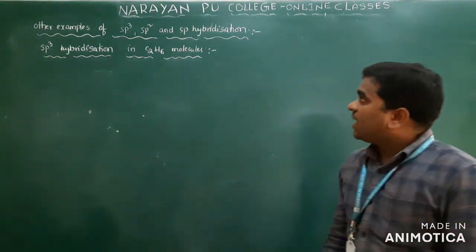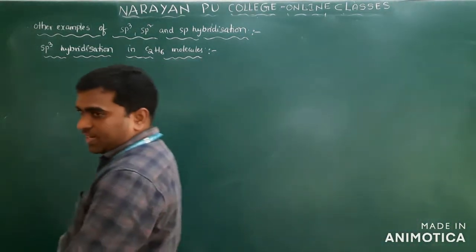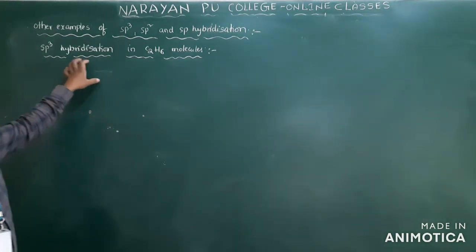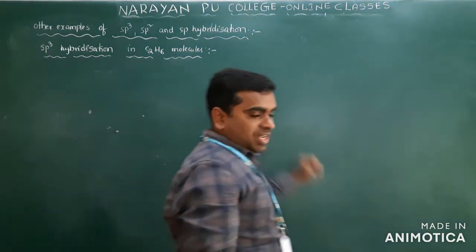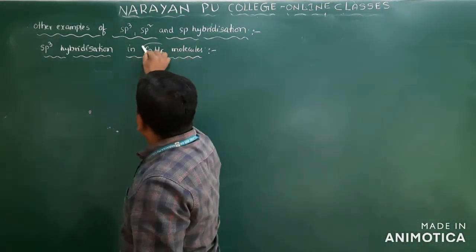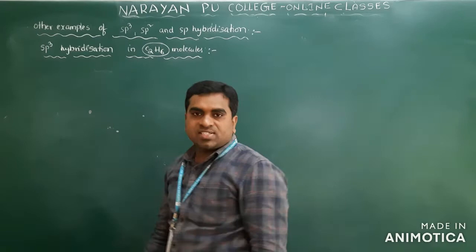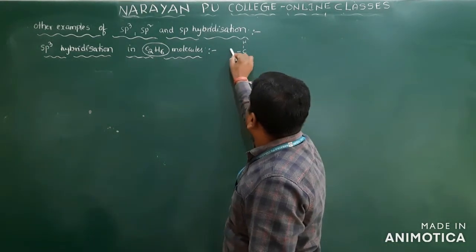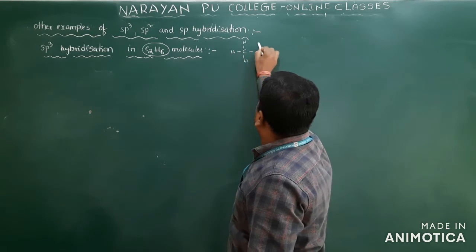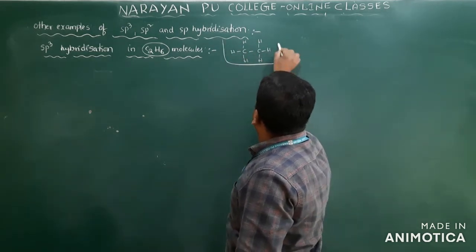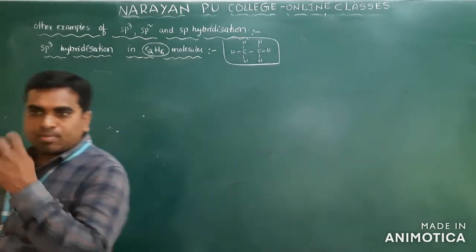Next are other examples of sp3, sp2 and sp hybridization. I will write them one by one. The first one is sp3 hybridization in C2H6. What is C2H6? Ethane. The formula of ethane you already know. This is ethane. Clear?